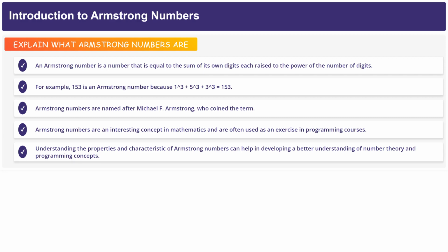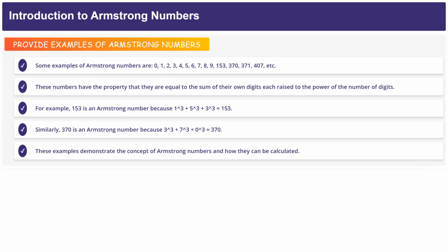Some examples of Armstrong numbers are 0, 1, 2, 3, 4, 5, 6, 7, 8, 9, 153, 370, 371, 407, etc. These numbers have the property that they are equal to the sum of their own digits, each raised to the power of the number of digits.